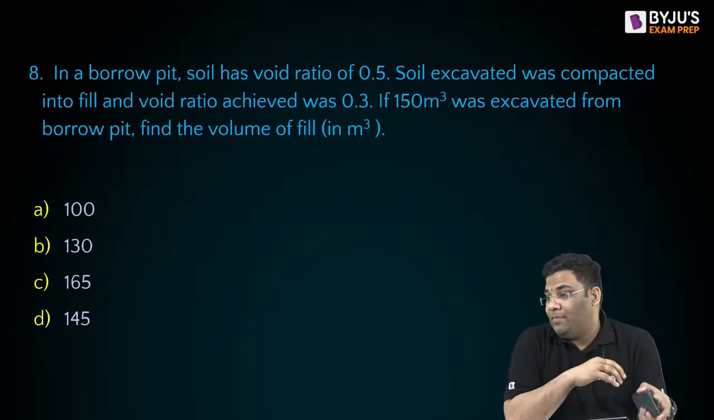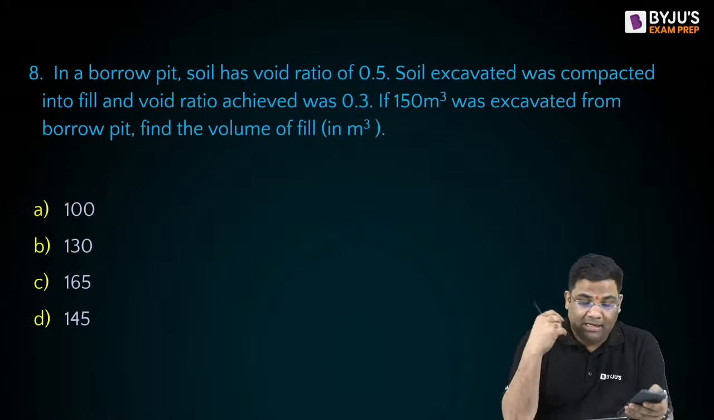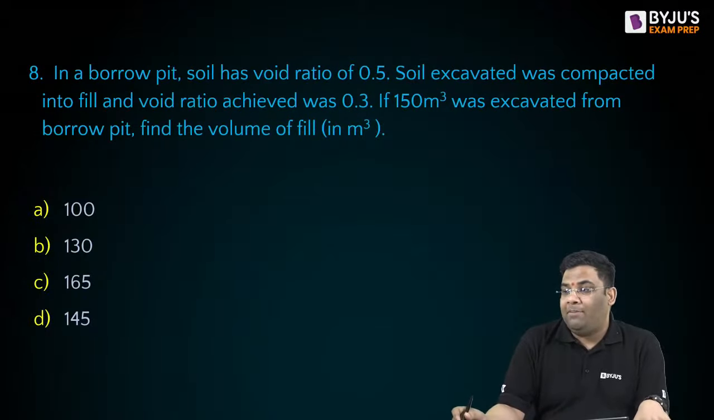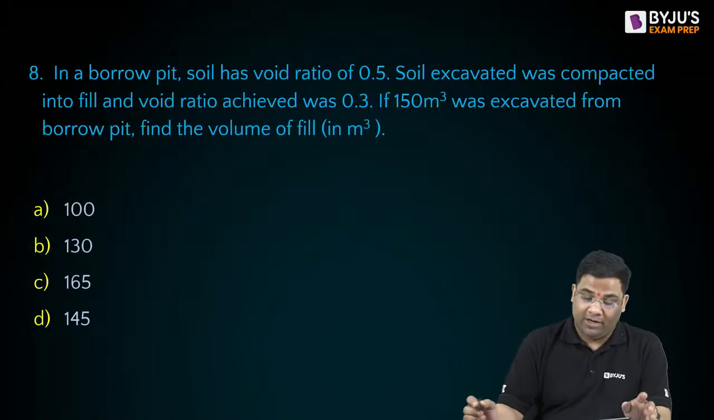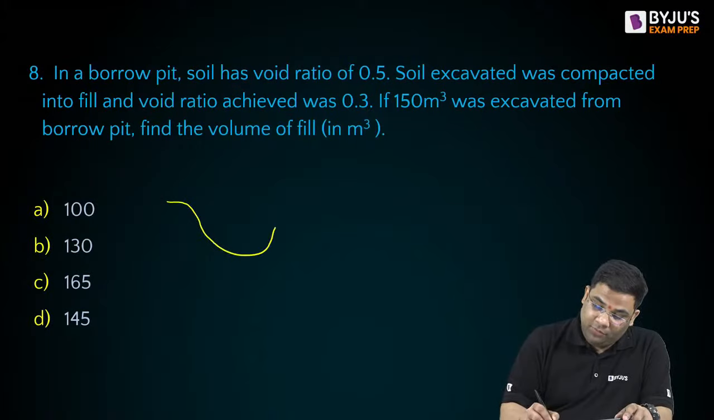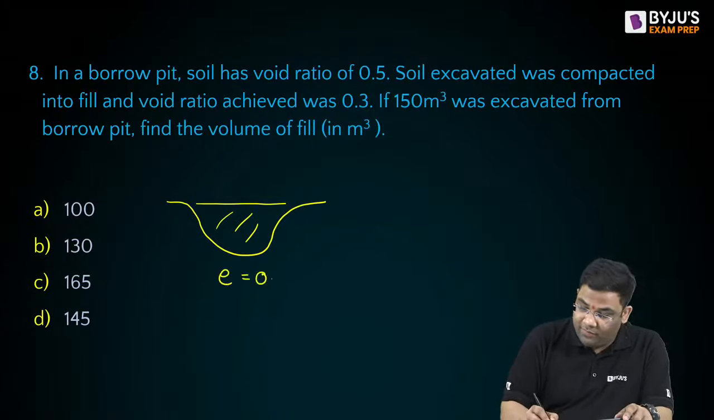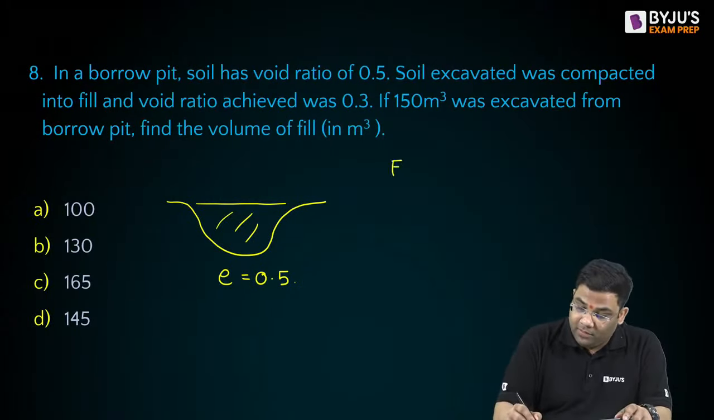Okay, so the borrow pit has come into the picture. It's a numerical, kindly solve this. This numerical can be solved within one minute or even half a minute. In a borrow pit, the void ratio is 0.5. Soil excavated was compacted into a fill, and the void ratio there was 0.3.